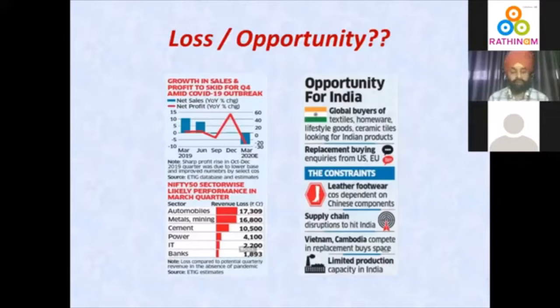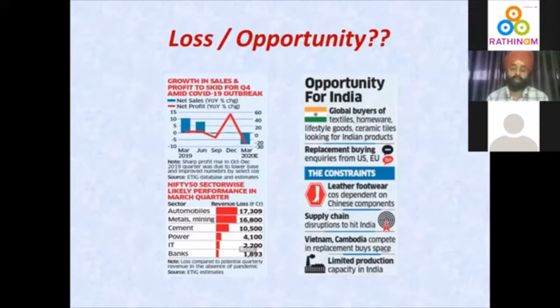So automobile sector, 17,000 crore. Metal and mining, nearly 17,000 crore. Cement industry, 10,000 crore, with infrastructure going down, the construction sector going down, house construction going down. The power sector, 4,000 crore, IT another 2,000 crore, and the banks another 2,000 odd crore. So we find that this total is a substantial figure. With pandemic and without pandemic, in the Nifty 50 sector-wise impact, this notional loss would have touched a figure of about 50,000 crore, which would have been covered if the pandemic had not been there.